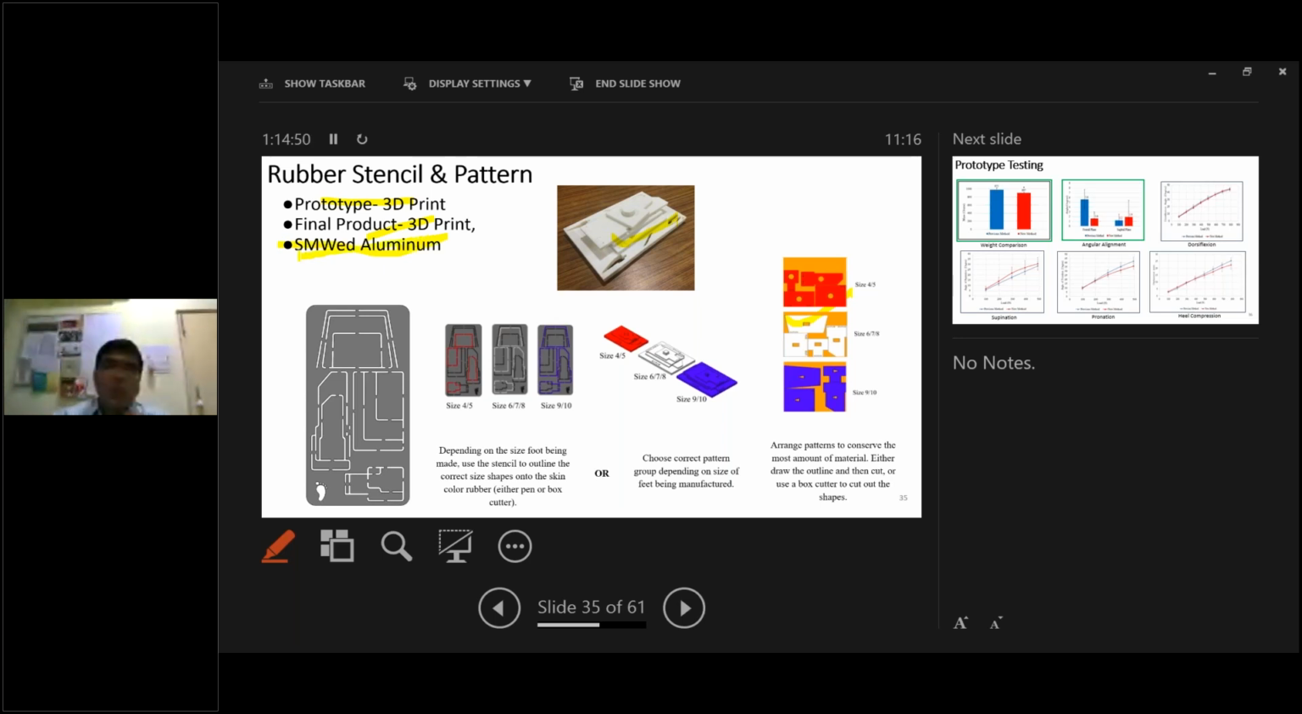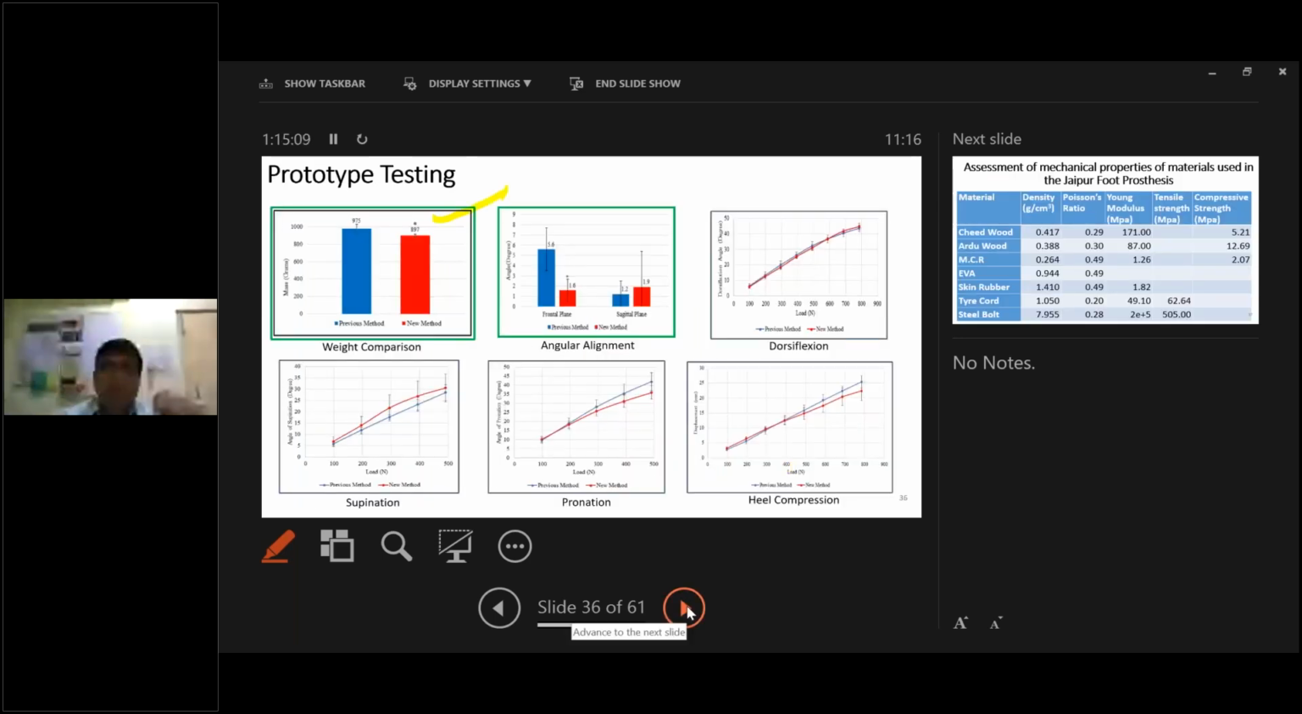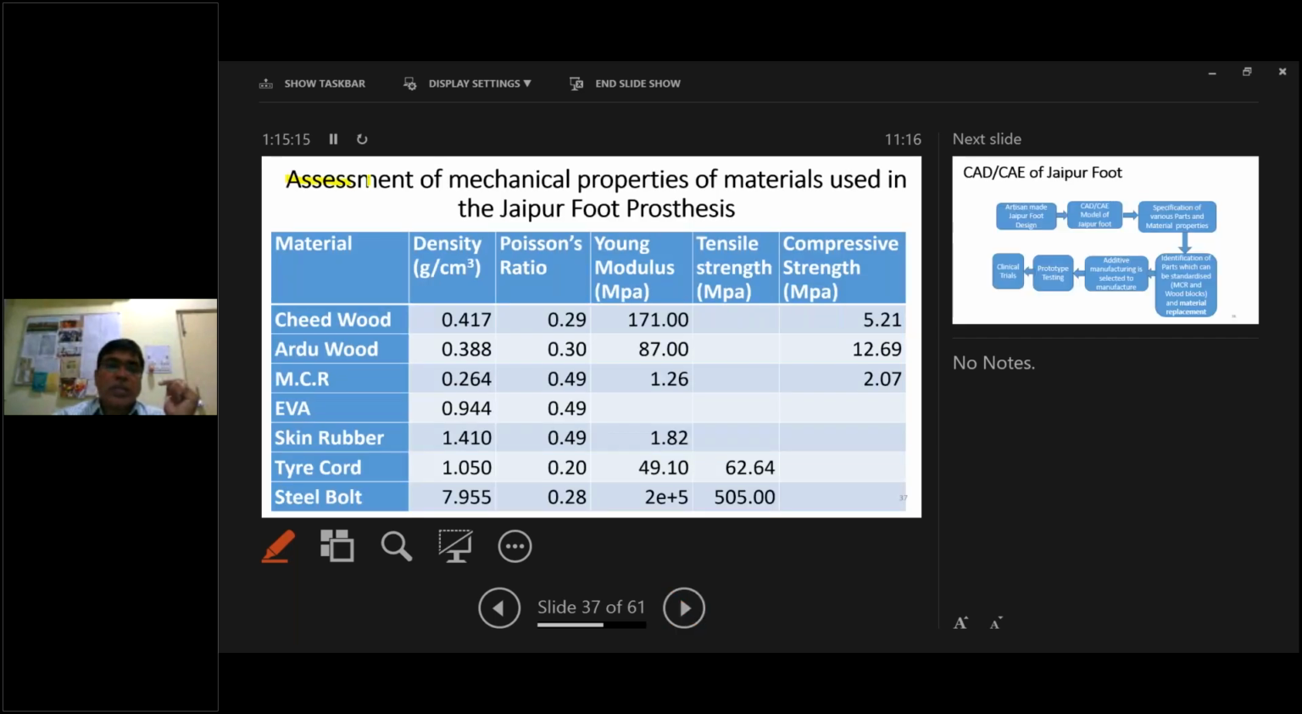sheet metal working; aluminum can be used for the sheet. Okay, based on the size of the foot, 4 by 1, 6, 7, 8. So all industrial engineering concepts we used. And the prototypes were tested, and of course, without doubt, it went very well, and the study was successful. And the artisans have started using it. Another thing is we wanted to know the exact property of the material which was planned by Dr.